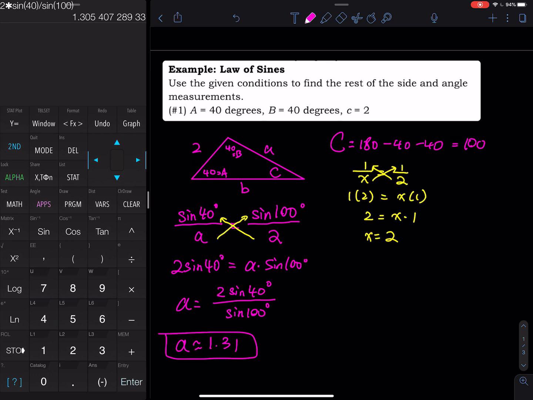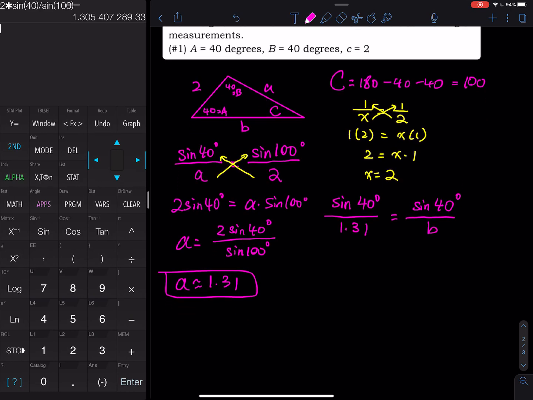And then you are trying to solve for the lowercase b. So for the pairs, you can either use A or C. So since I just found a, I'm going to use a. So you can do sine of 40 degrees. So this is big A, and then small a is 1.31, equals sine of 40 degrees. This 40 is big B. And then small b, we don't know. So this one is one equation with one unknown. The equation is solvable. And then you do cross multiplication.